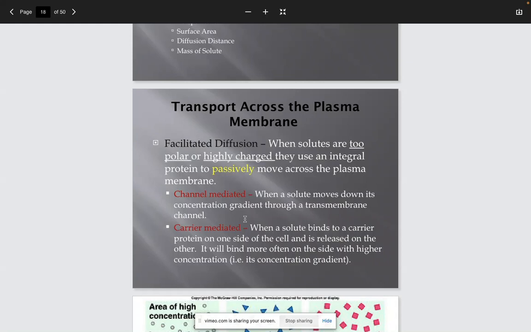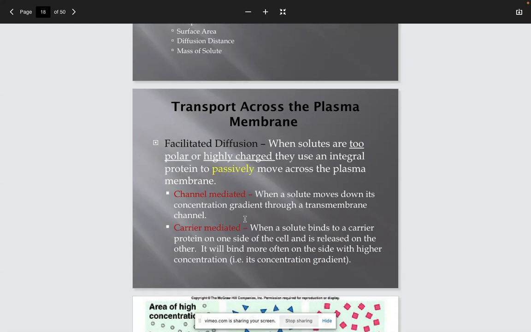So why does facilitated diffusion require a transport protein? Well, when solutes are too polar or highly charged, they use an integral protein. Well, what's that integral protein? Remember, that's just that protein that spans the membrane. So remember how I said ions can maybe go through a channel? That's exactly what I was talking about. There's two different types. There's channel mediated and carrier mediated. A channel just allows things to go through, and a carrier carries it over. That's literally all that is.